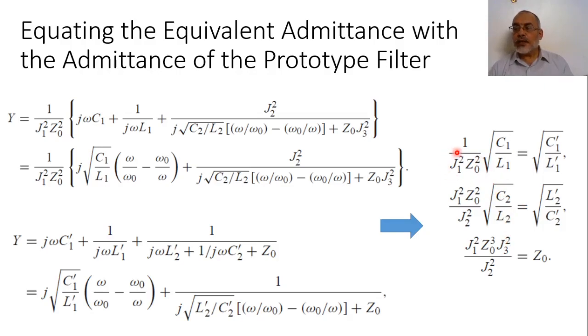Actually, we are interested in J1, J2, and J3, the values of the inverters. And from the values of the inverters, we are going to determine the specifications of Z even and Z odd of the corresponding coupled transmission line sections. Hopefully, you are following me. Okay.